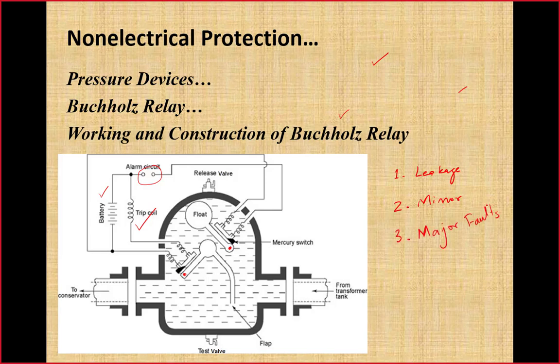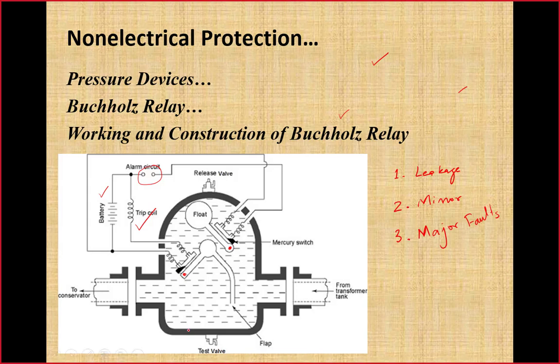Major faults include a short circuit within the transformer tank. So if insulation breaks down between winding and the tank of the transformer, or between winding and the core, or between two phase windings, that will result in an explosion inside the transformer tank, and that is a major fault. So the buccal relay can sense all these three types of fault. So starting from the first, the leakage.